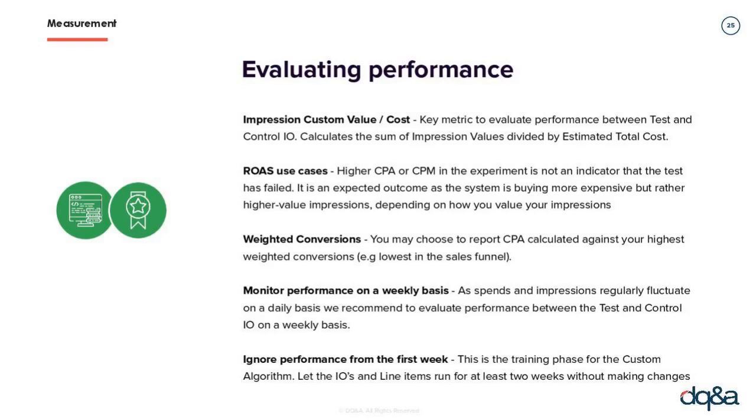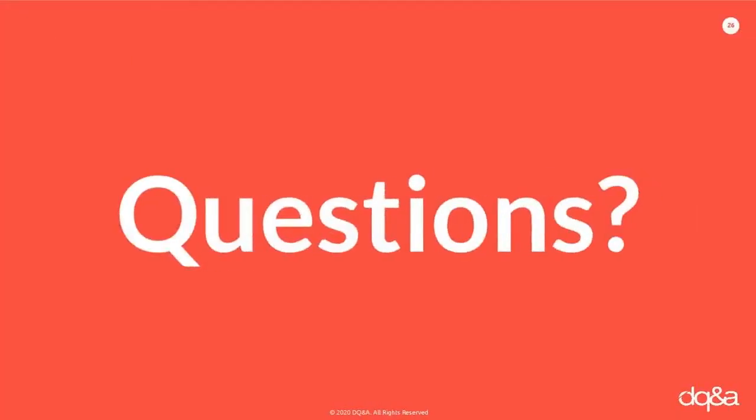And for monitoring performance, we recommend to do that on a weekly basis. So as spends and impressions regularly fluctuate on a daily basis, we recommend to evaluate performance between the test and the control IO on a weekly basis. And we say ignore the performance from the first week, because this is the training phase for the custom algorithm. So let the IOs and line items that are relevant to it run for at least 2 weeks without making any changes. So now we have some time to go through some of your questions, if any.